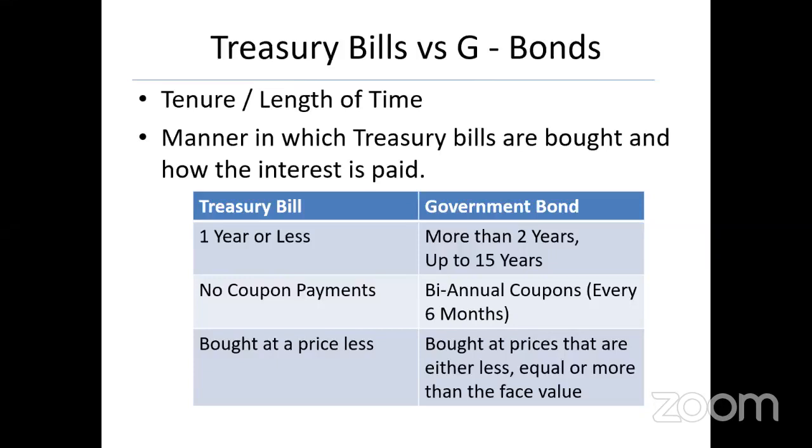And the final thing is that treasury bills are usually bought at a price less than their face value. I'm saying face value for now. I'll define most of these terms as we move along. But think of you going to, let's say, a mobile shop and buying something for cheaper than its price.